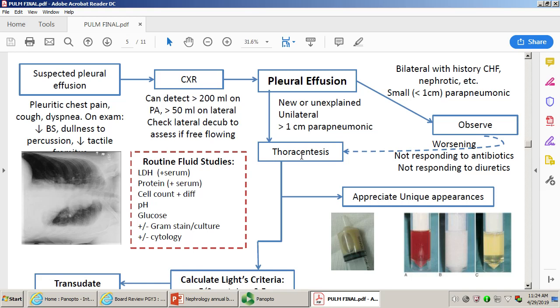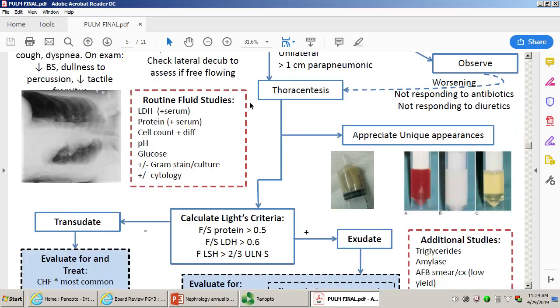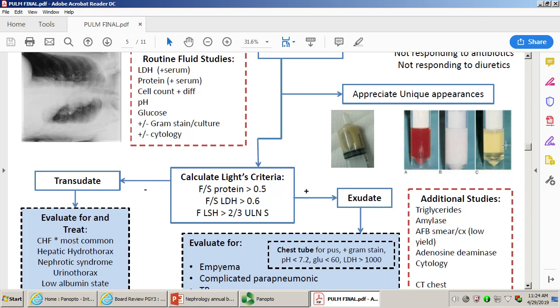Somebody has bilateral effusions, CHF, nephrotic syndrome, right? Those situations, you would usually try diuresis first and see how that goes. So the thoracentesis, this is normal. This is chylous or milky. So if you saw this, what would you check in the fluid? Triglycerides and something else. You could check chylomicrons.